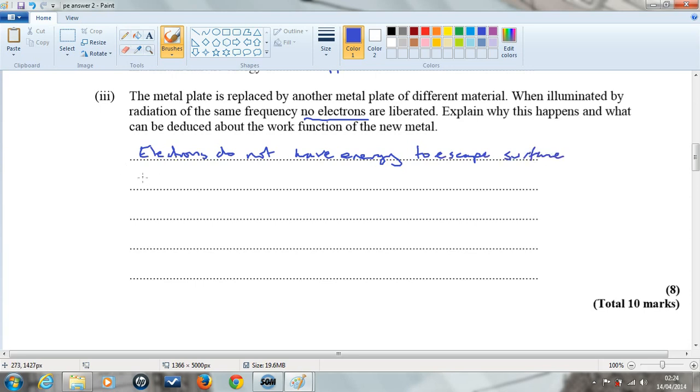This tells us that the work function of the new metal is greater than the HF, or the energy of the photons that are bombarding the surface of the metal. And so, since last time electrons were released and this time no electrons are being released, we can deduce that the work function of the new metal must be greater than the work function of the old metal. And there we have it.